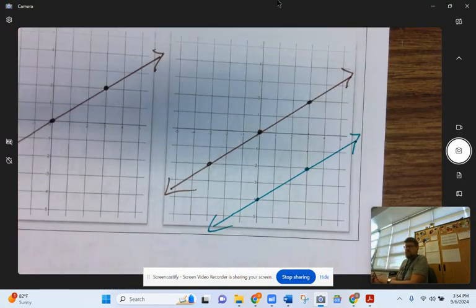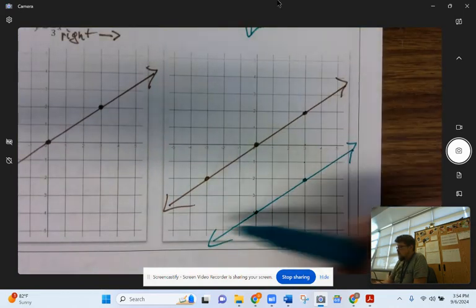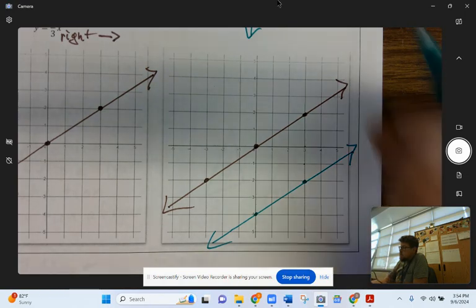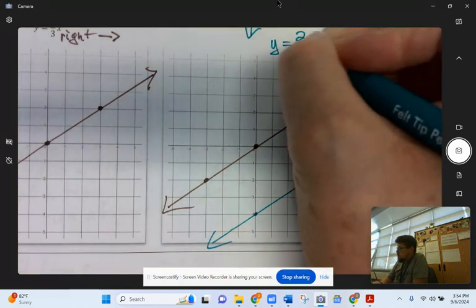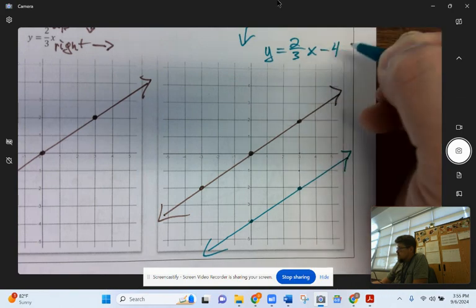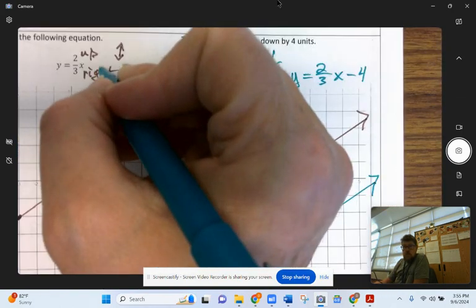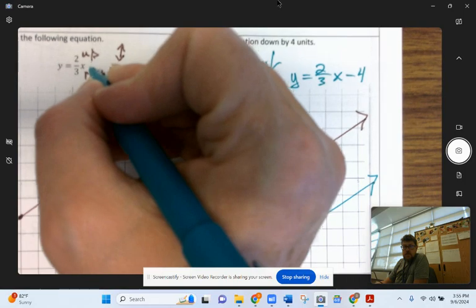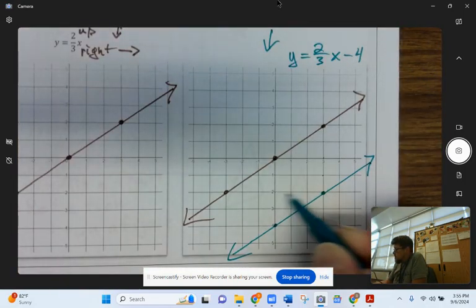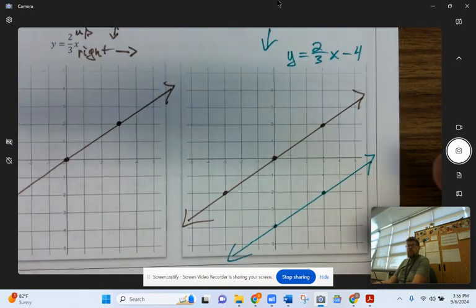Okay. So all we've done is take this and move it down 4 units. We have 2 parallel lines here. To get into it, if we adjusted our equation, this would be y equals 2/3 x minus 4. Rather than starting at 0 for this proportional relationship, we are starting at negative 4 and then going up 2 and right 3 for this non-proportional relationship.